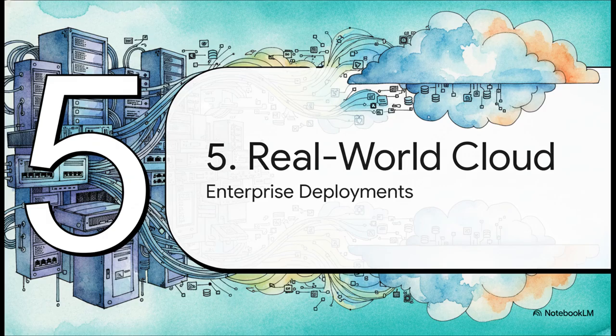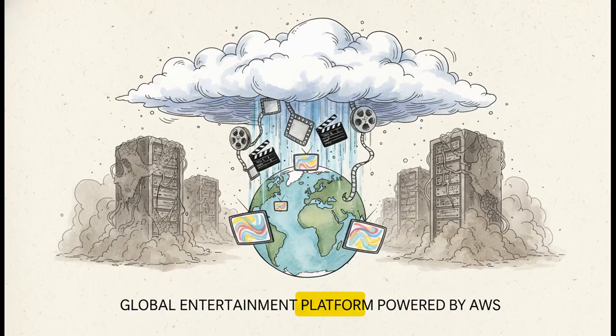Section 5: Real-world cloud architecture. Let's connect these theoretical models to massive, real-world enterprise deployments. Why do industry giants choose the public cloud? Take Netflix, for example. They run their entire platform on Amazon Web Services. By utilizing the public cloud, they gain on-demand self-service and incredible high availability.